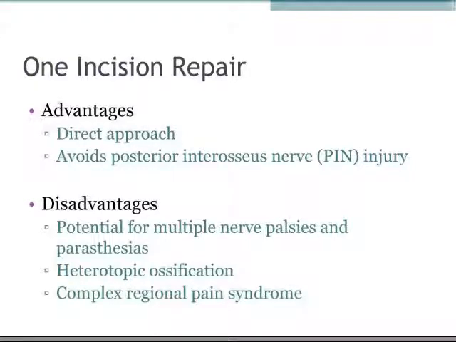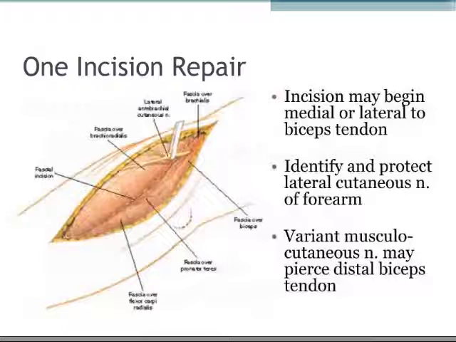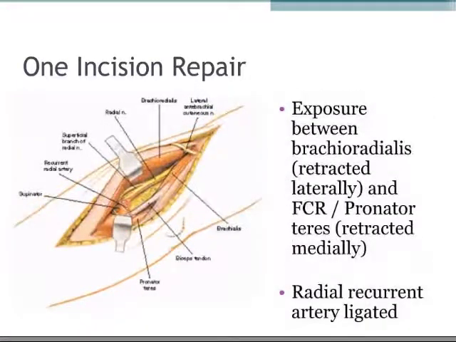The approach for the one-incision repair is the extended Henry approach, starting from the distal biceps tendon fascia and finding the plane between brachioradialis, FCR, and pronator teres. The lateral cutaneous nerve of the forearm is right in the field, which I'll go into in a later slide, so it's good to identify and protect it. A variant musculocutaneous nerve may pierce the fascia. On deeper exposure, there's the radial nerve, the superficial branch, and the recurrent radial artery usually runs over the distal biceps.